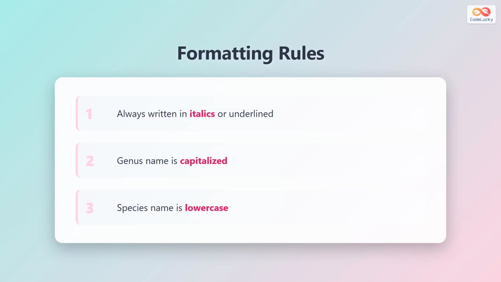There are three essential formatting rules for binomial nomenclature. Rule 1, the name is always written in italics or underlined to distinguish it from regular text. Rule 2, the genus name is always capitalized. Rule 3, the species name is always lowercase. These consistent formatting rules ensure clarity and prevent confusion in scientific writing.